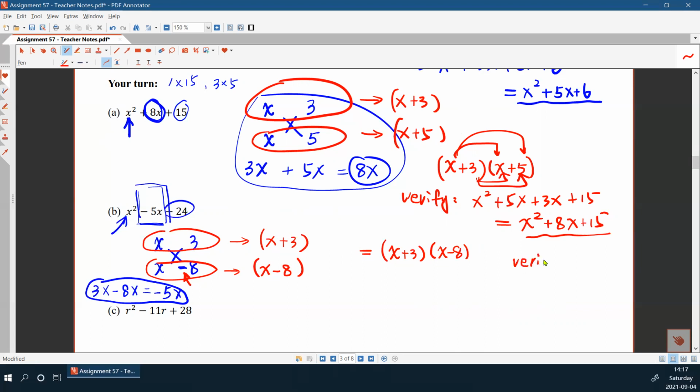And if we verify the result by expanding this expression, you can see this is actually x squared plus 3x minus 8x minus 24, which is x squared minus 5x minus 24, exactly the same as the original expression, right? So that means the result here is correct. Okay, any questions?